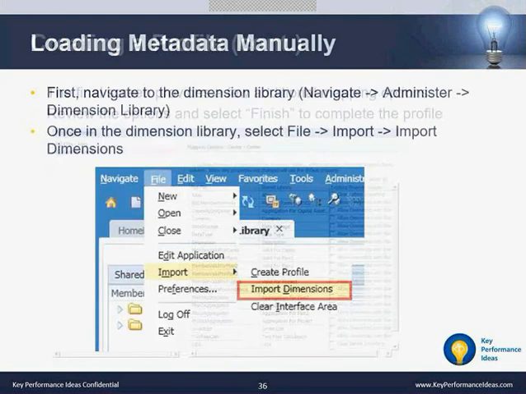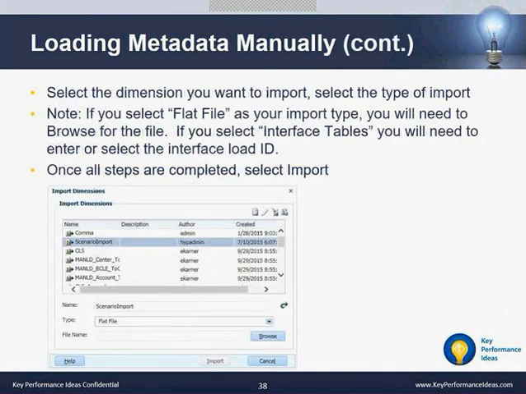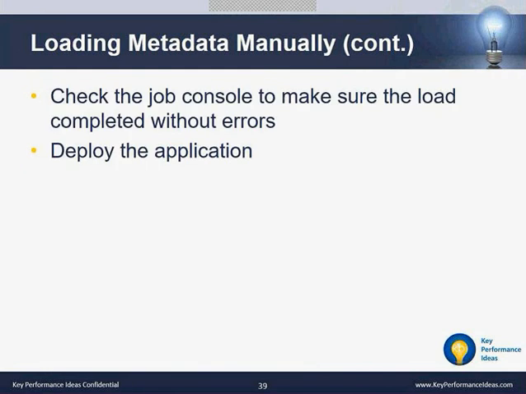Next, you would actually load this file. This example is showing loading it manually, so you would navigate from Workspace to Navigate, Administer, Dimension Library, and then select File, Import, Import Dimensions. You select the dimension you want to import and the type of import. And again, if you're selecting flat file, you need to actually browse to that file. And then once that's complete, you select Import.